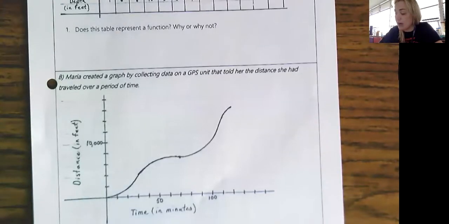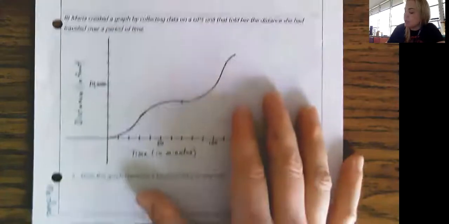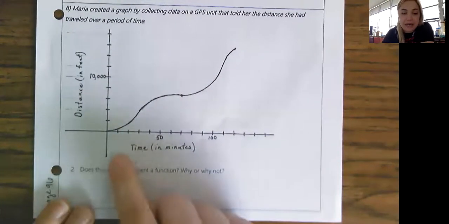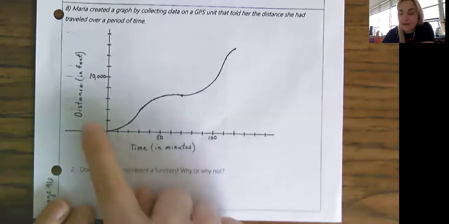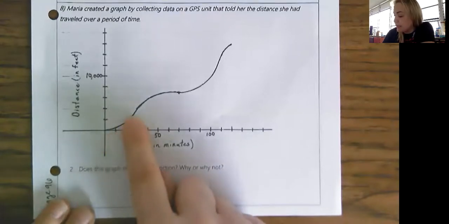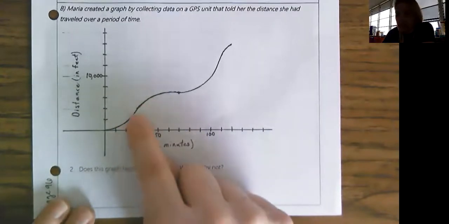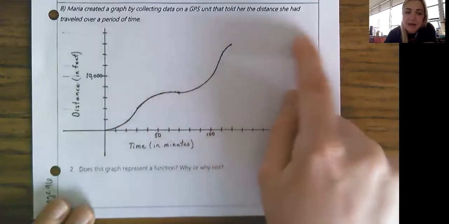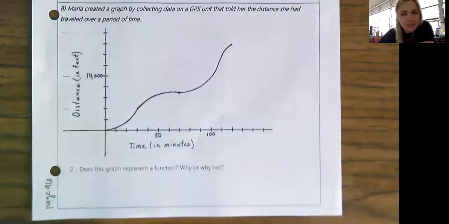Okay, so let's look at Maria. Maria created a graph by collecting data on a GPS unit that told her the distance she had traveled over a period of time. So you're looking at this one, and Maria at 0 minutes, they'd gone not very far. And you can see that as time went on, they kind of sped up at some times and they slowed down. But does this represent a function?